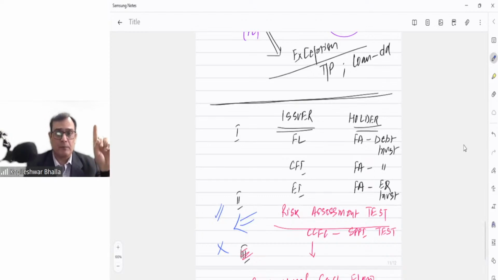So what are you going to do in step number 1? You need to step into the shoes of the issuer. Though you are a holder, mind the words carefully, you need to step into the shoes of the issuer. And in this case, you will ask yourself, if I look at the instrument from the issuer's point of view, if he says FL, for me it's a debt investment. If he says it's an equity instrument, for me it's an equity investment. If he says it's a compound financial instrument, for me it is, again, a debt investment. So you need to decide whether it is a debt or an equity investment by stepping into the shoes of the issuer. That is step 1.